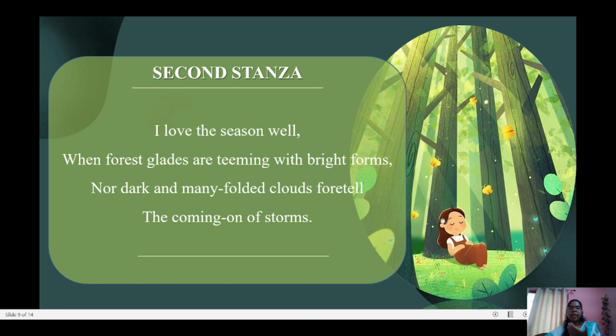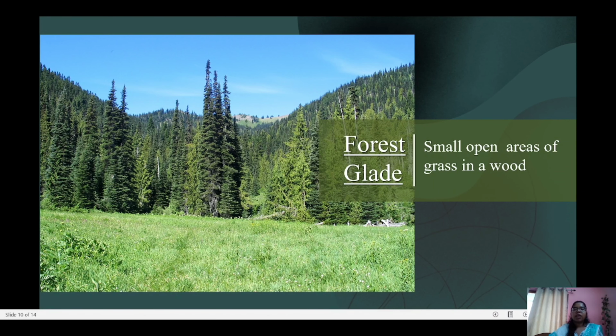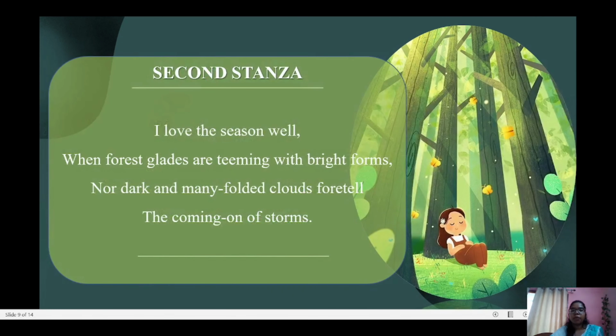So the first reason is that the forest glades are teeming with bright forms. He loves this season because at this particular time he could see the forest glades in their brightest forms. Very well, but what is a forest glade? Let's learn that first. It is a small open area of grass in a wood. So this is how a forest glade normally looks. So the poet loves this season because he can enjoy the scenic beauty of forest glades at this particular time, which are full of sunbeams.